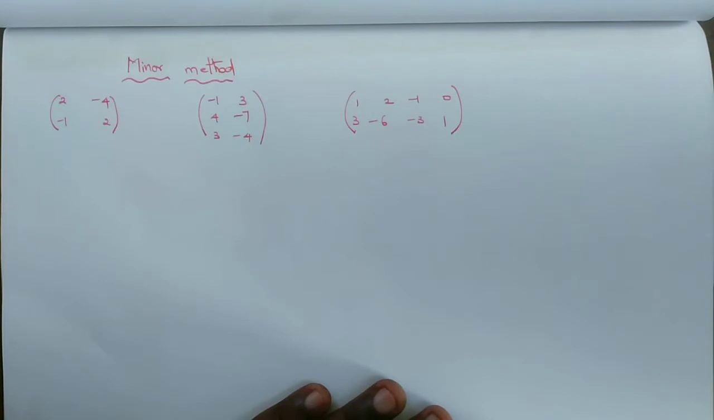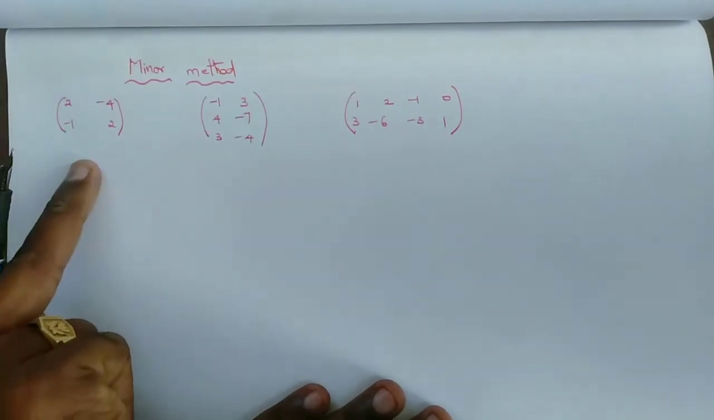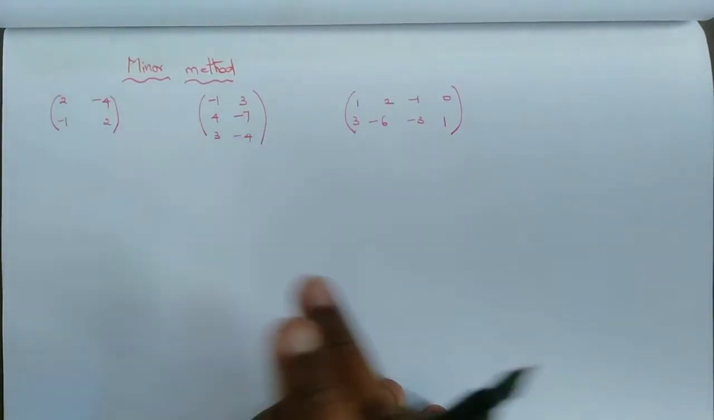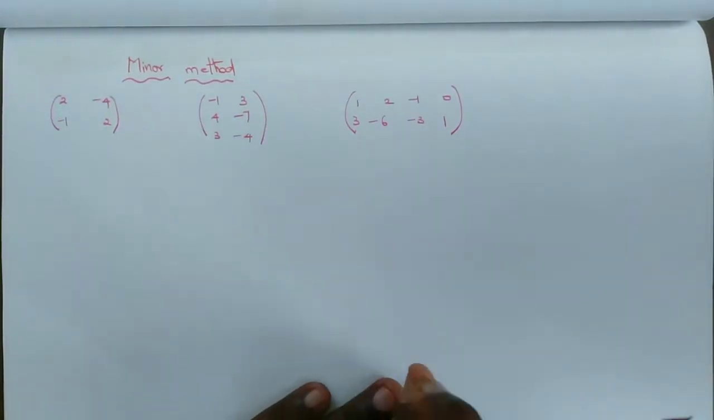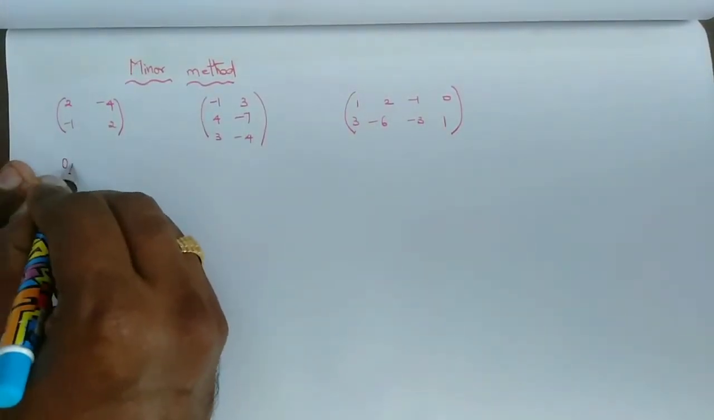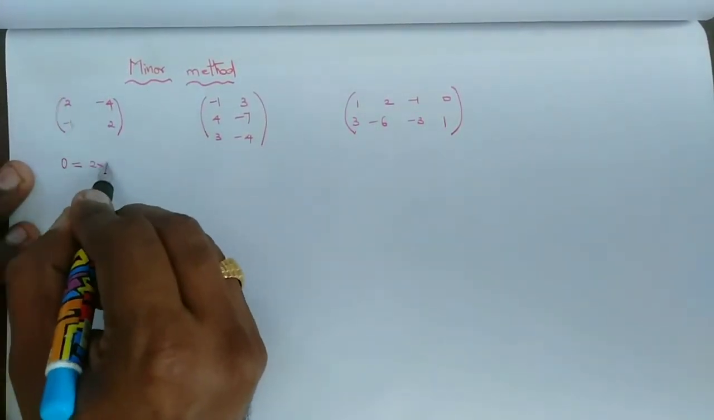Mostly, if 2 cross 2 is given, no problem. This is no problem. But this has some problem. This also has a problem. I will say what the problem is. Before that, for all these things we need to know the order of a matrix. What is the order for this matrix? Order of a matrix is how many rows and how many columns. 2 rows, 2 columns.